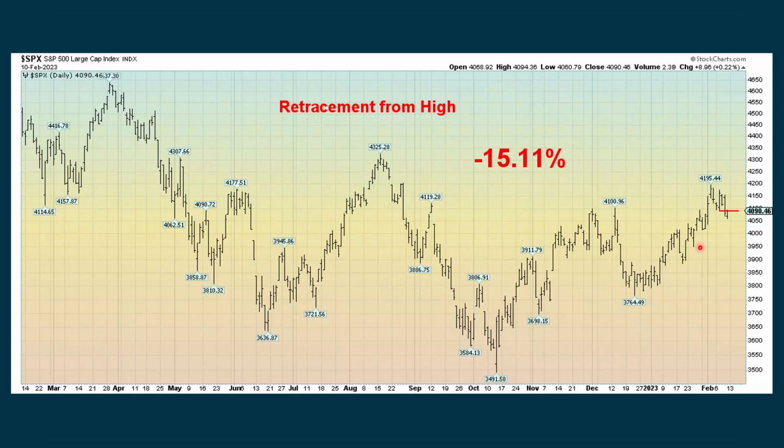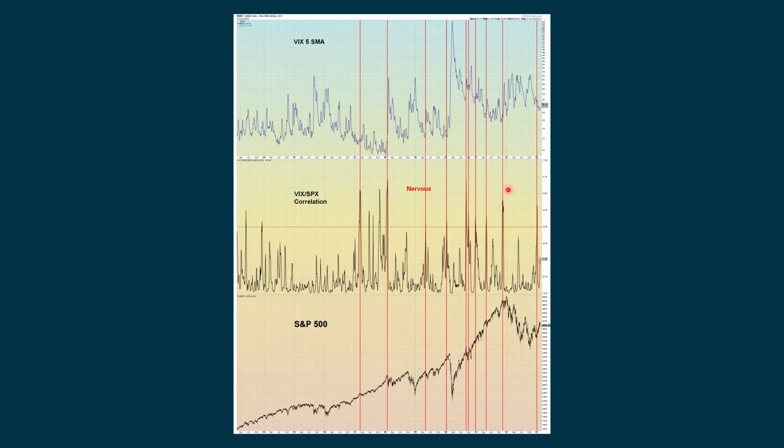Another chart just shows where we are since we hit the all-time high back in January of 2022. We're down 15.11% for the S&P 500.